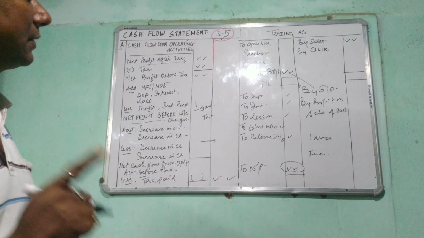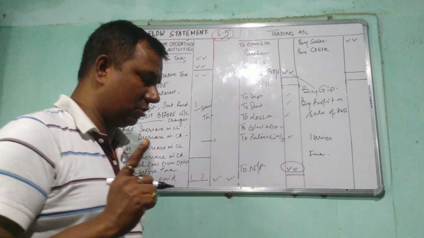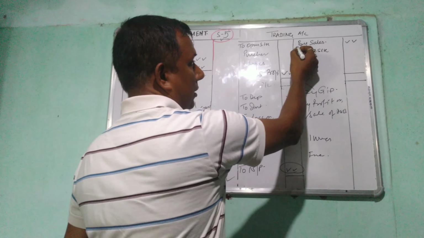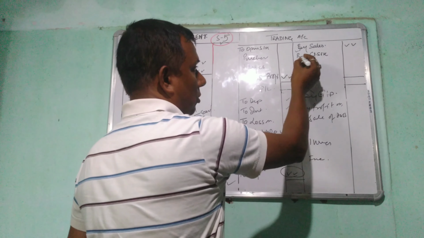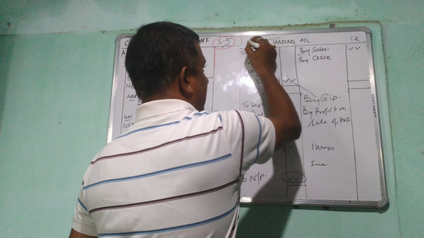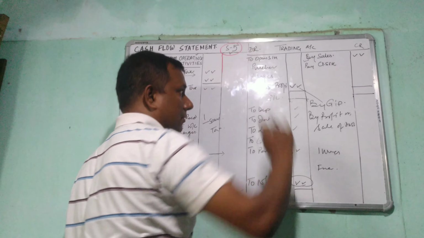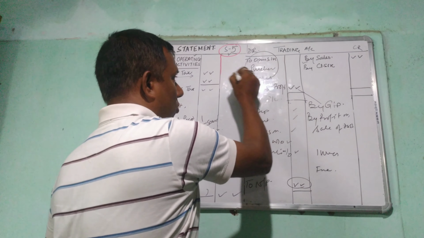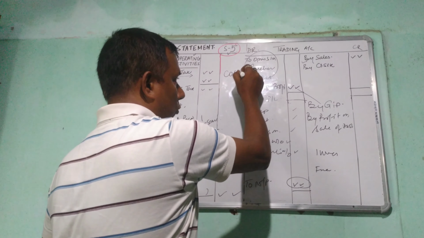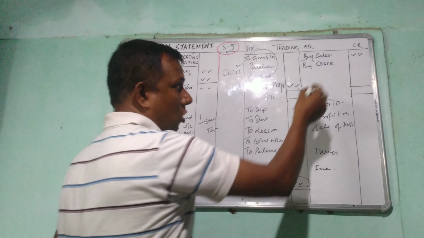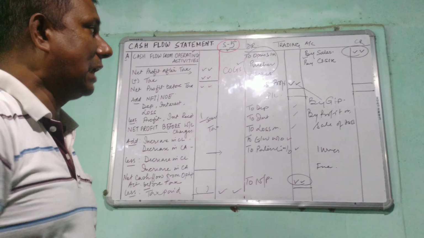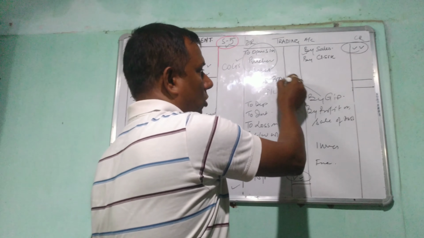In the previous classes we have seen how to prepare the trading account. First we put sales on the credit side, and on the debit side we put all the expenses. These expenses in brief we can call cost of goods sold. यहाँ पर हम लोग पैसा खर्चा करते हैं और यहाँ पर हमको पैसा मिलता है. We receive money over here. Then after deduction we get the gross profit.